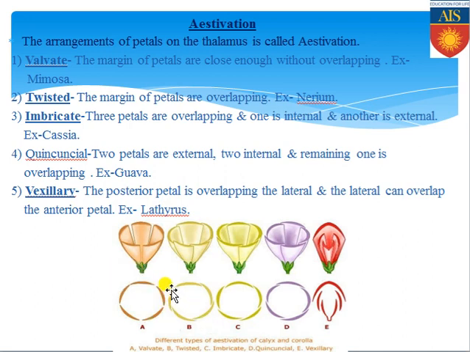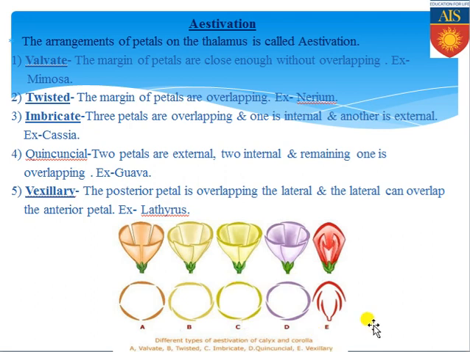Next is the imbricate type of the estivation. In imbricate type of the estivation, you can see three petals are present in an overlapping manner. If you count properly, this is the first petal, this is the second petal, and this is the third petal. They are present in an overlapping manner, and for the remaining two petals, both of the ends or both of the margins are present outside, and for another petal both of the margins or both of the ends are present inside.